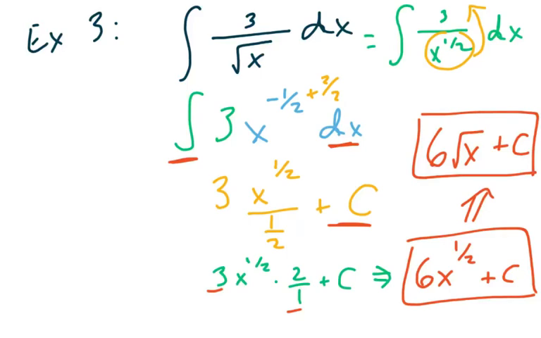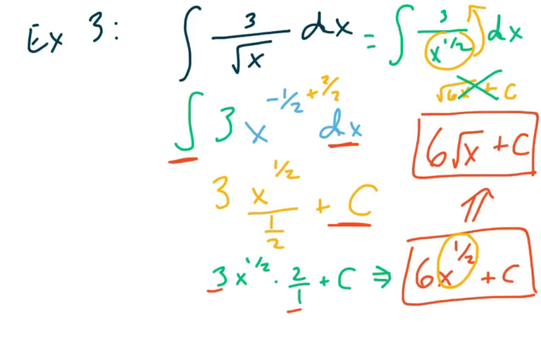And again, just be careful when you're going back to radical form. It's only the x value that is to that 1/2 power, not the 6. So if any of you were thinking to do the square root of 6x plus c, that is not correct, because it's only the x value that's being raised to that 1/2 power, not the 6 as well.